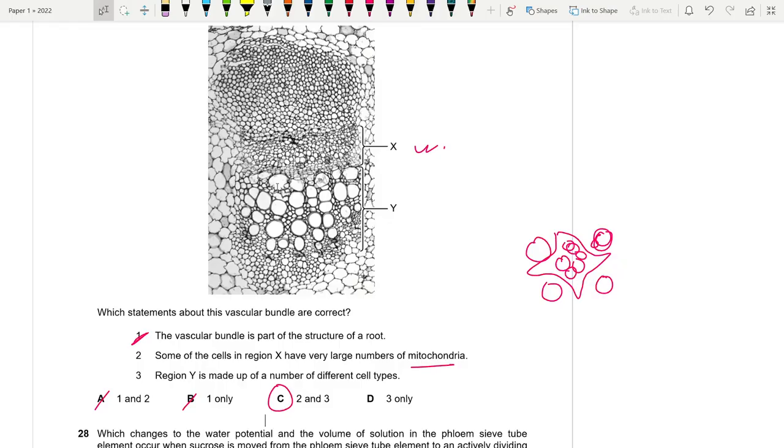I was a bit confused about 3. But since 2 is correct, it has to be option C, right? Region Y is made up of different types of cells, but it's mainly the xylem.